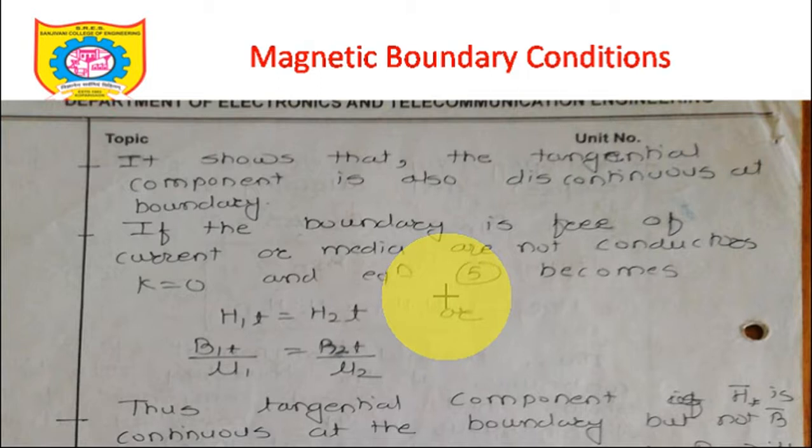the tangential component of magnetic field intensity is continuous across the boundary, while B1t upon mu1 is equal to B2t upon mu2, still it is discontinuous. So the tangential component of magnetic flux density is discontinuous across the boundary. So the tangential component of H bar is continuous at the boundary but not B bar.